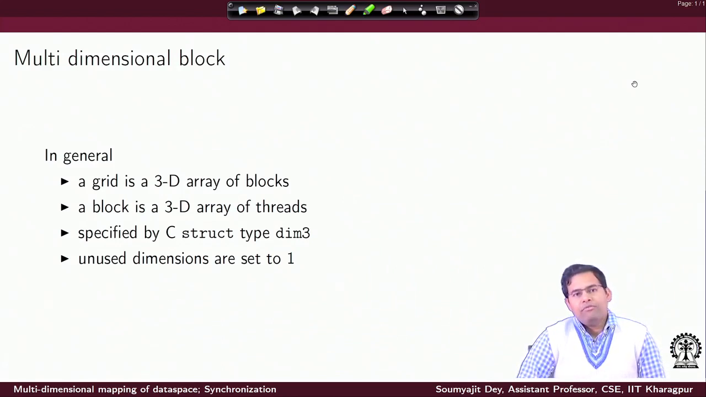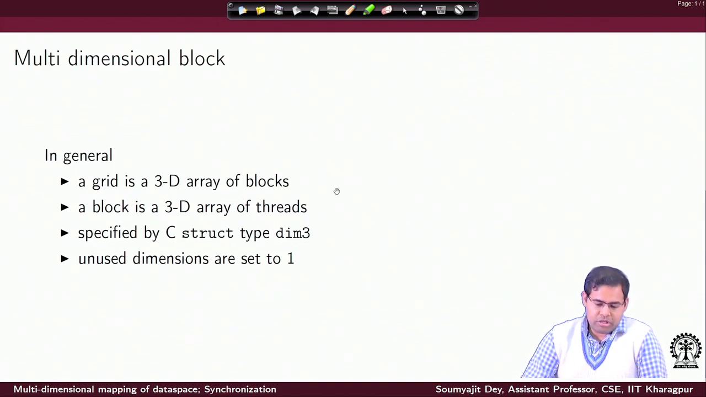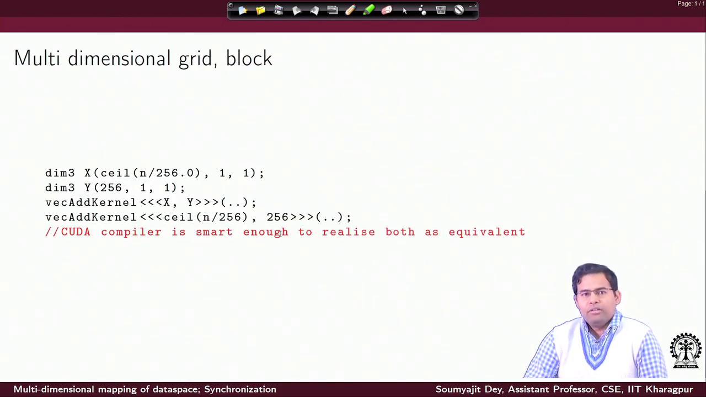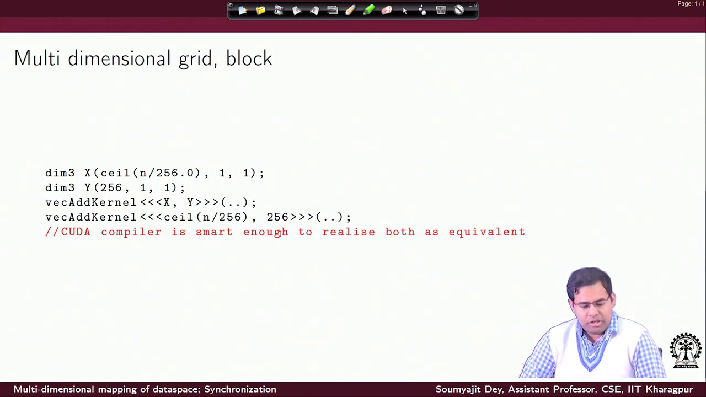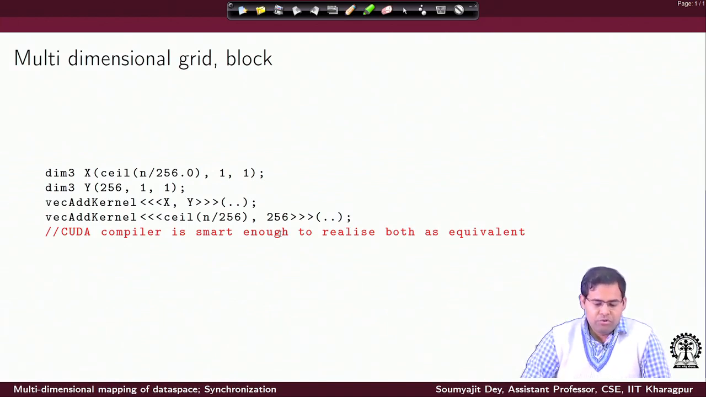And this idea of 3-dimensional definitions corresponds to a specific data structure type, which we define in the CUDA extension, and we call it a structure called dim3. If I am not really interested in extending in the other dimensions, the unused dimensions are set to 1. Let's see some example. So suppose I am trying to define such a 3-dimensional packing of the grid of threads. This is how I would like to go about it.